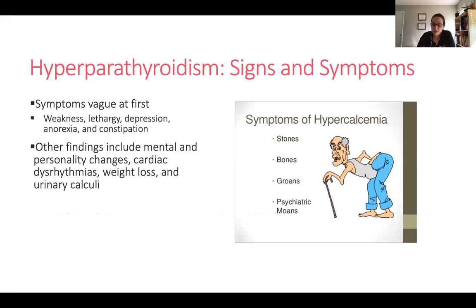The symptoms develop gradually and they're vague at first. So they'll have weakness, depression, lethargy, anorexia, and constipation. Other findings will include mental and personality changes. They'll have dysrhythmias because of the electrolyte imbalance, weight loss, and renal calculus.